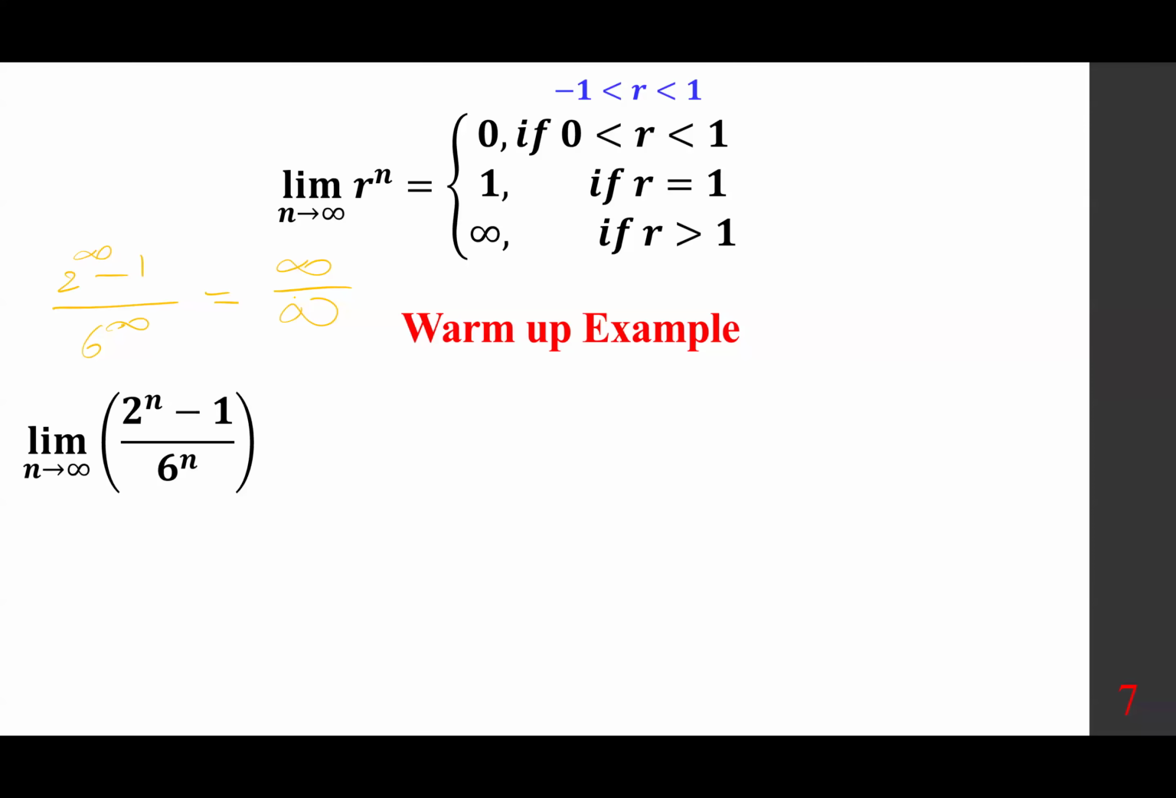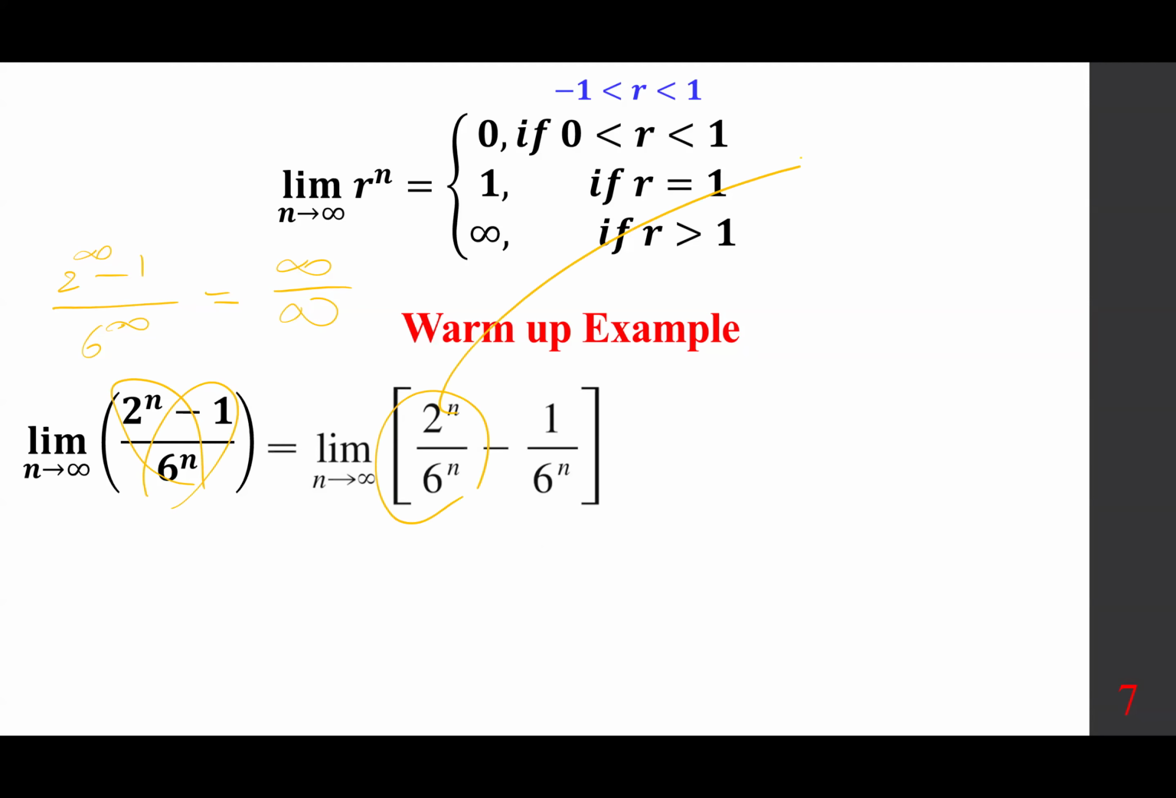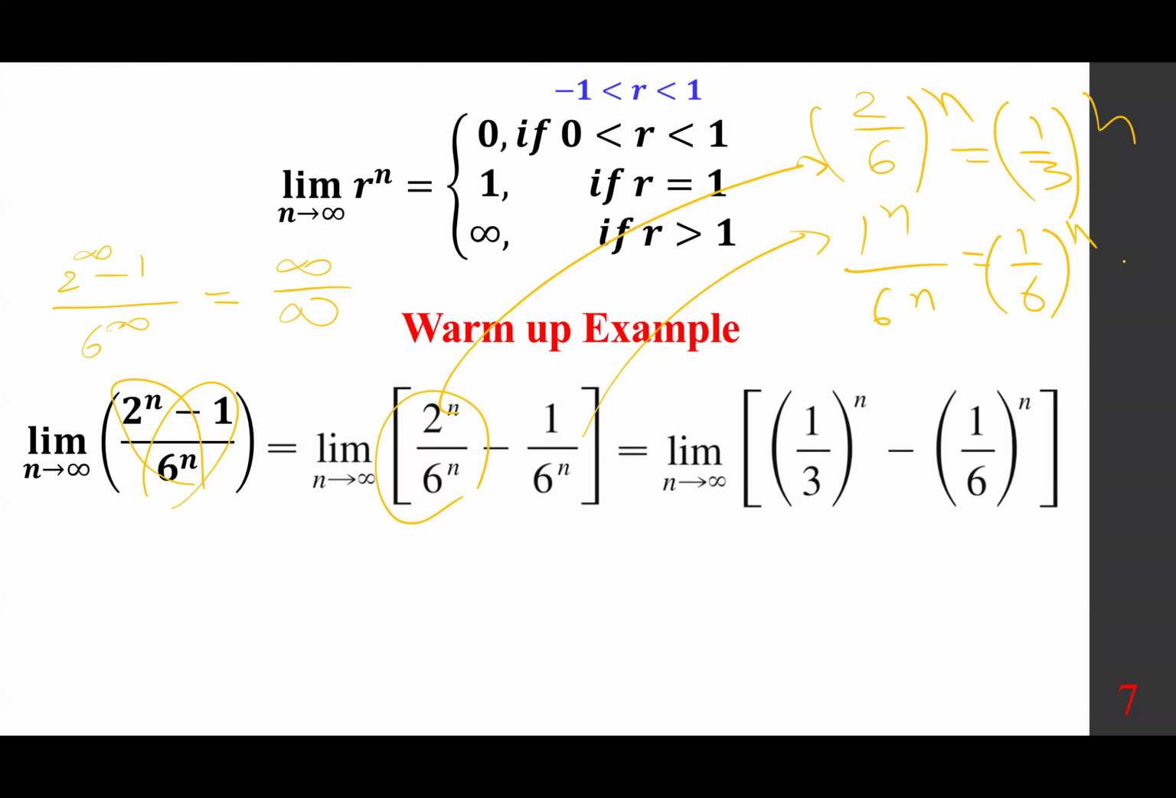And so having said that, the methodology is to make up two fractions here. This is 1, this is another 1. And then rewrite each. For example, this one clearly is 2 over 6 to the power of n, or 1/3 to the power of n. And this one you can say 1 to the power of n over 6 to the power of n, which makes it 1/6 to the power of n. So we write them in this fashion.